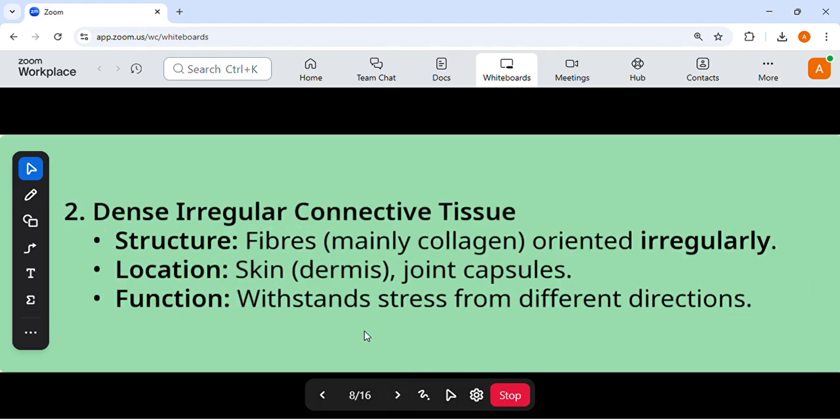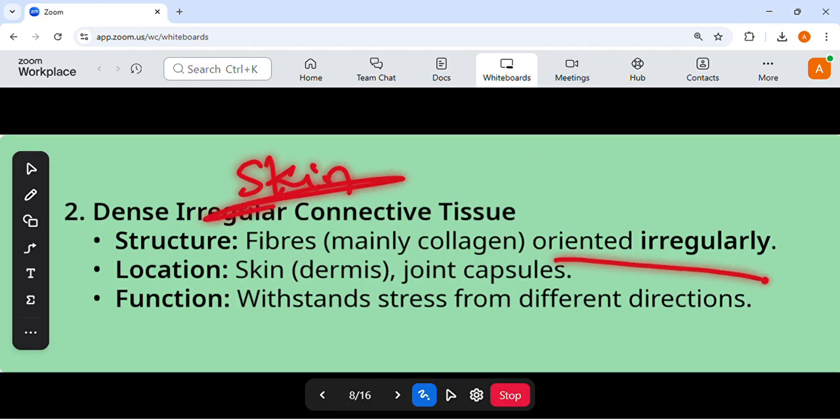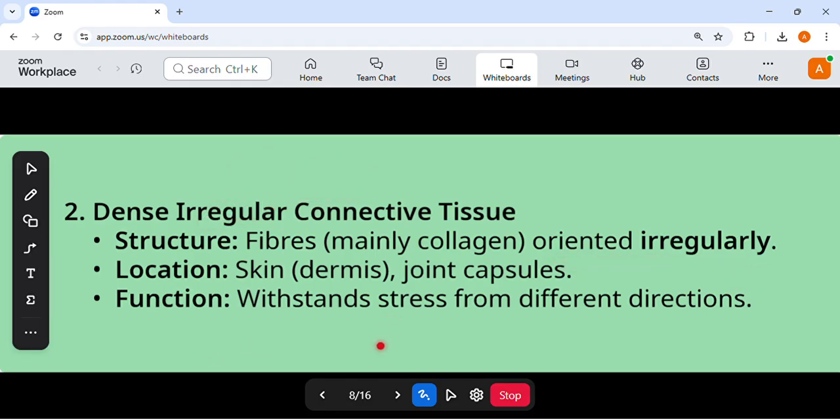Moving further with dense irregular connective tissue. Irregular means they are not regularly arranged, the orientation of fiber is irregular, mainly collagen. We can find it in the skin, dermis layer, as well as in joint capsules. What is the function? To withstand the stress coming from different locations, to hold on and withstand it. In skin, dense irregular connective tissue, the collagen fibers are irregularly arranged. Clear?